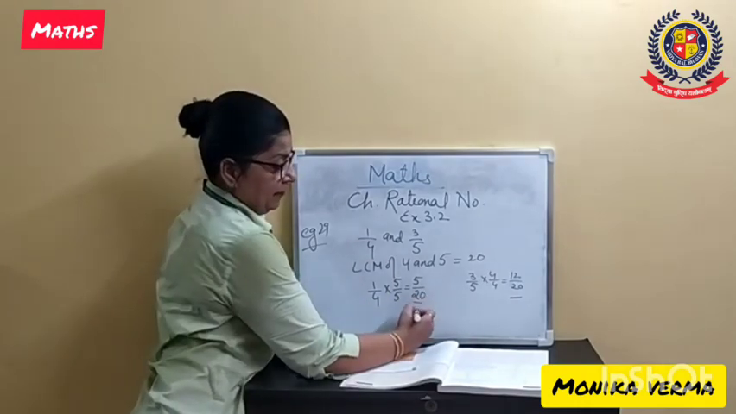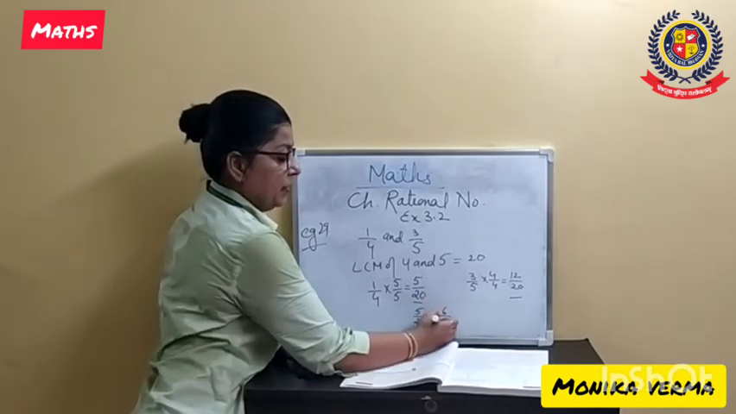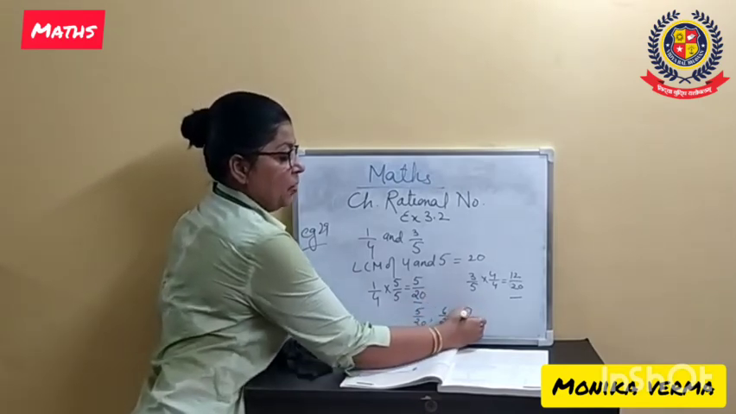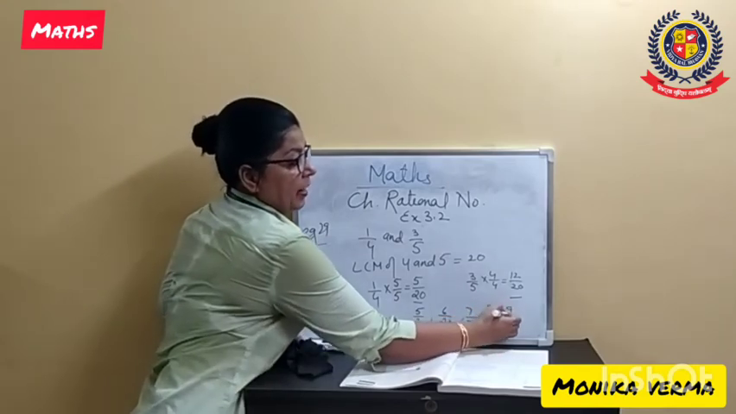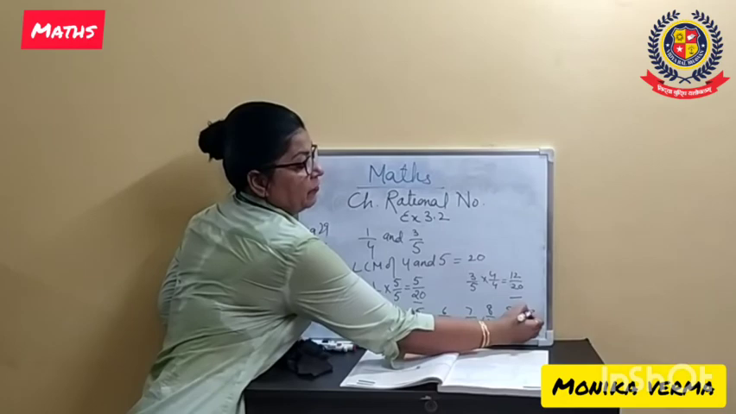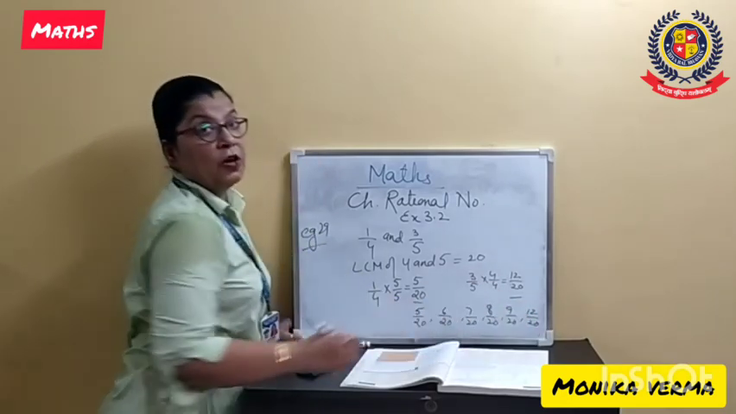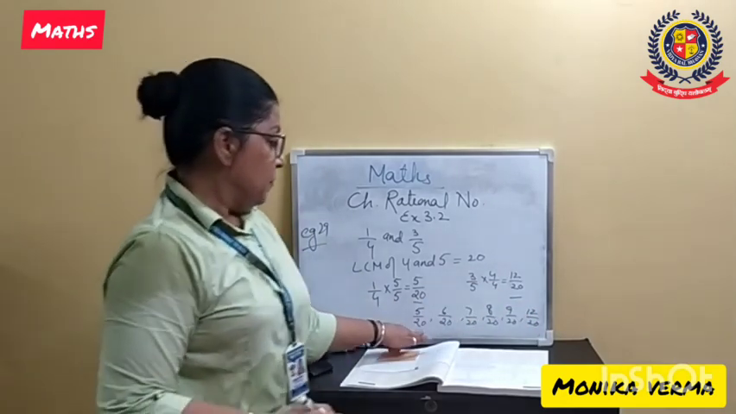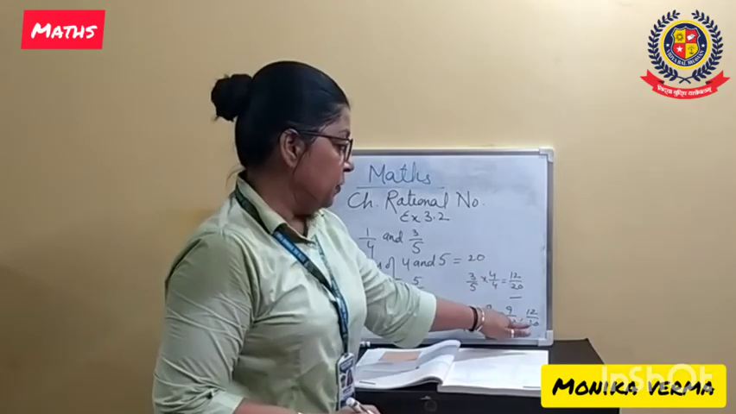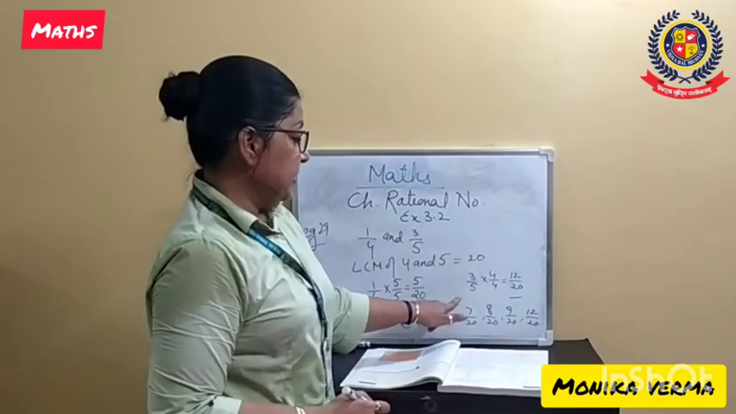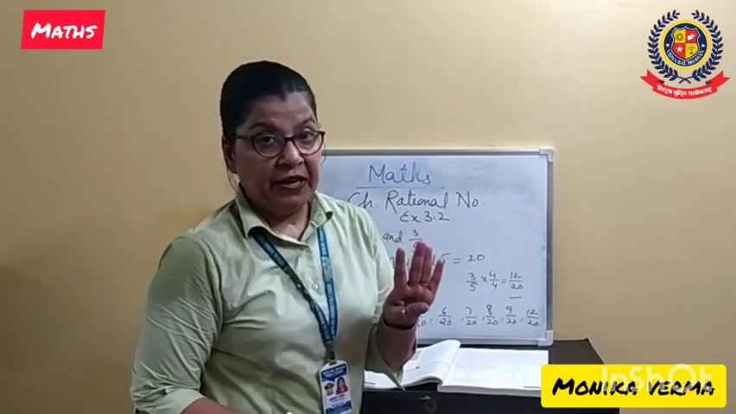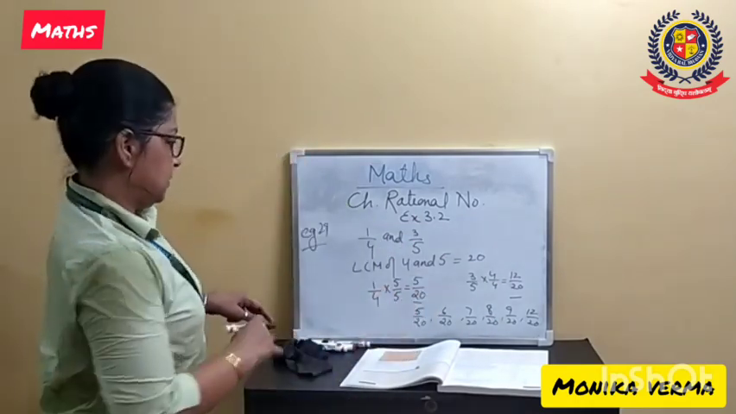So we will write 5 upon 20, 6 upon 20, 7 upon 20, 8 upon 20, 9 upon 20 and 12 upon 20. We will not count the corner ones. 5 upon 20 and 12 upon 20 we will not count. Whatever is left, 6, 7, 8, 9, these are the 4 rational numbers we found.